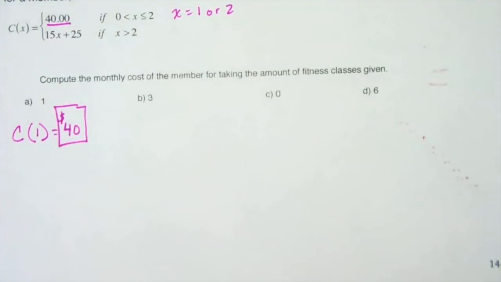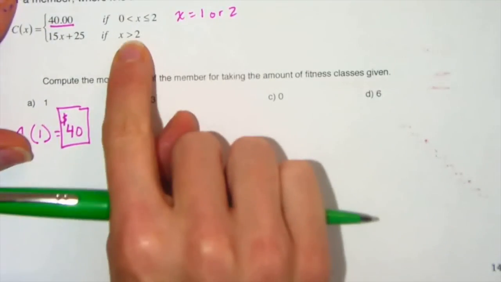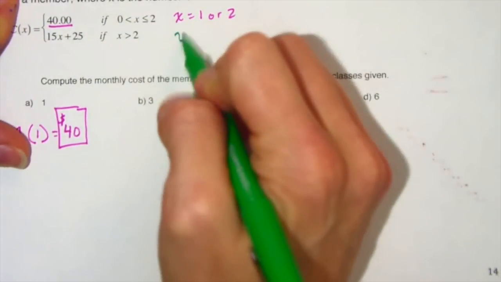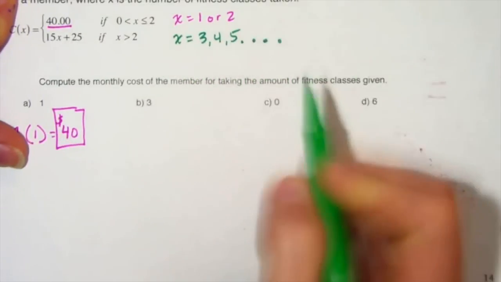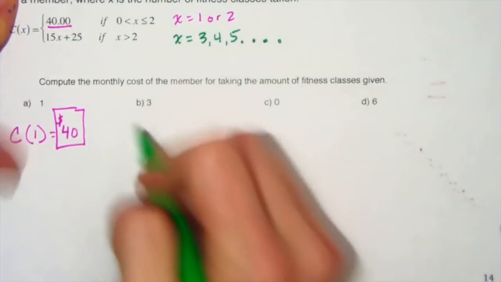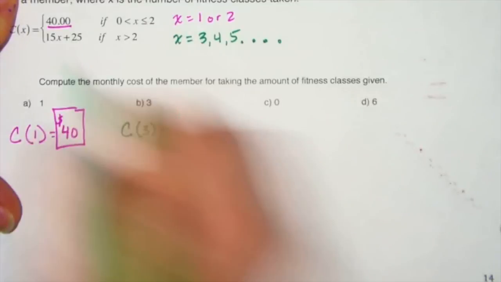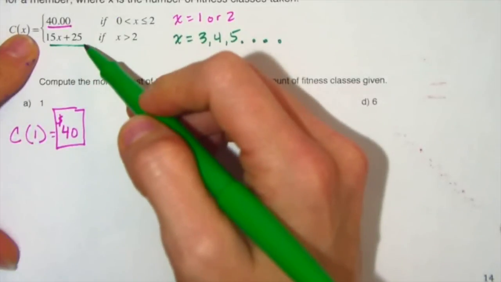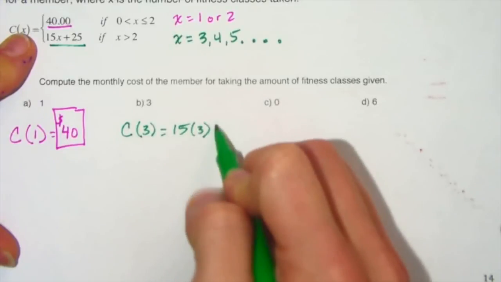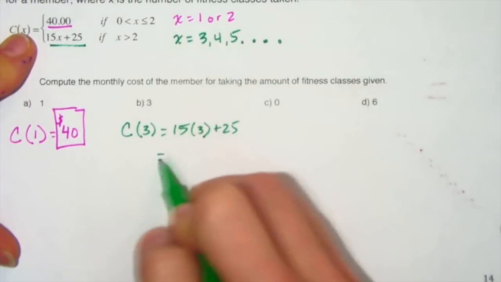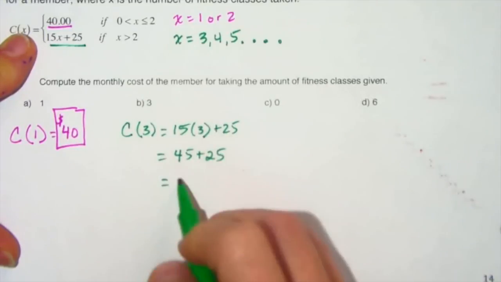Okay? But if I have this 3, I come up here and that's these X values. So this is X equals 3, 4, 5, dot, dot, dot. All right? So what you're doing then is evaluating the cost of 3 classes, and now you have to use this part of the function to do it. So this is going to be 15 times 3 plus 25, which is 45 plus 25, which is how much? $70.